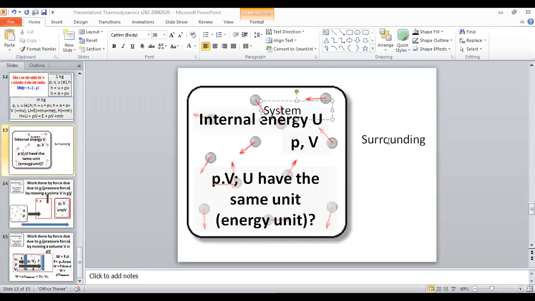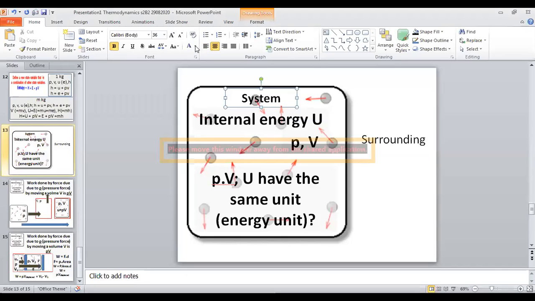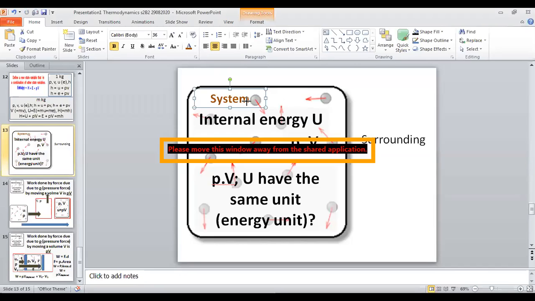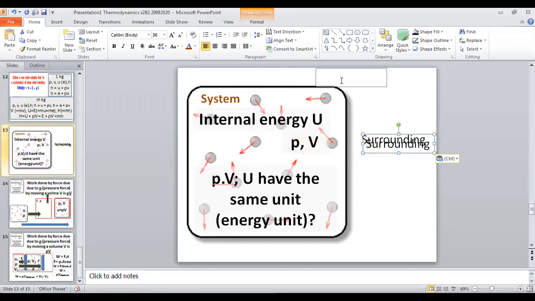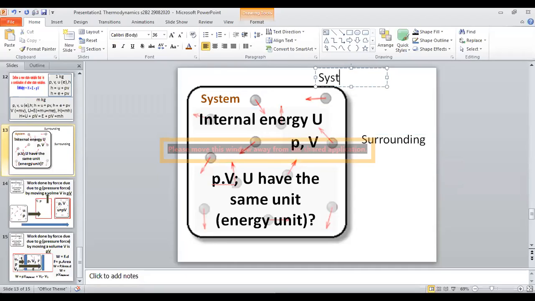So this is the system. The system, the surrounding, and the boundaries here. System boundary.